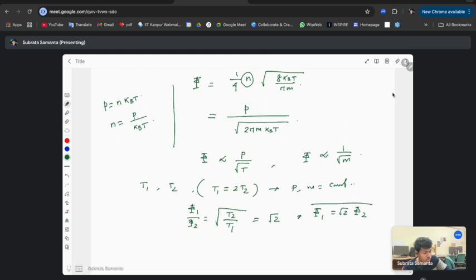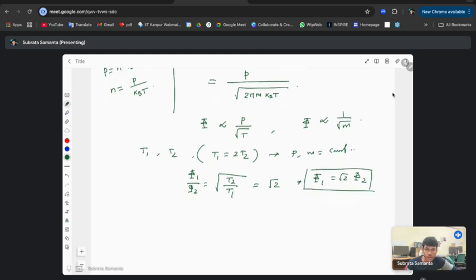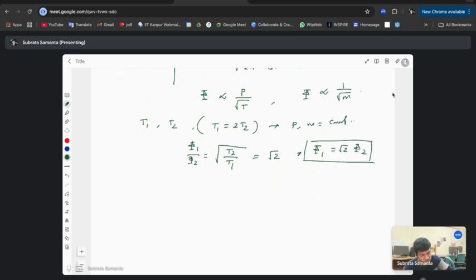So this is the kind of problem: how the flux varies with temperature, how it varies with pressure, how it varies with mass. Once you know this, you can easily compute this kind of problem.